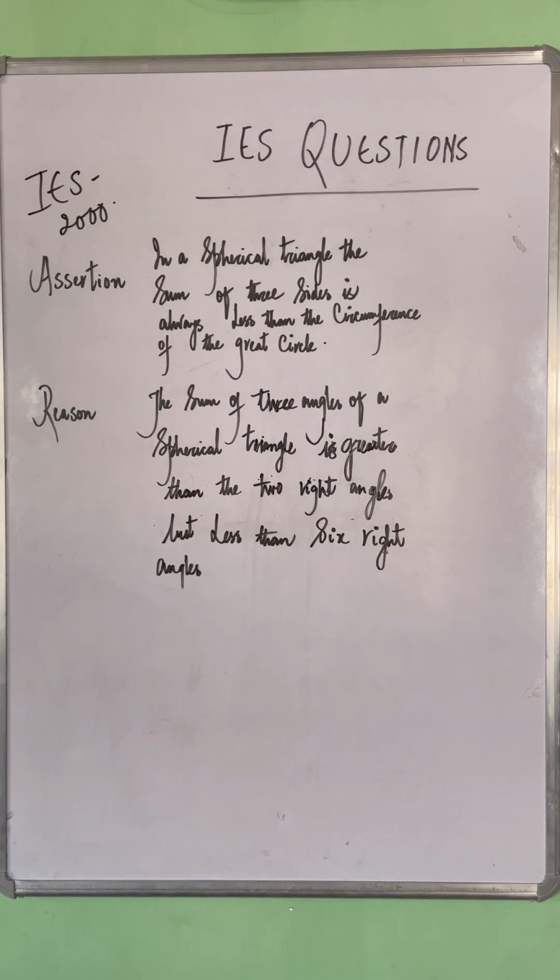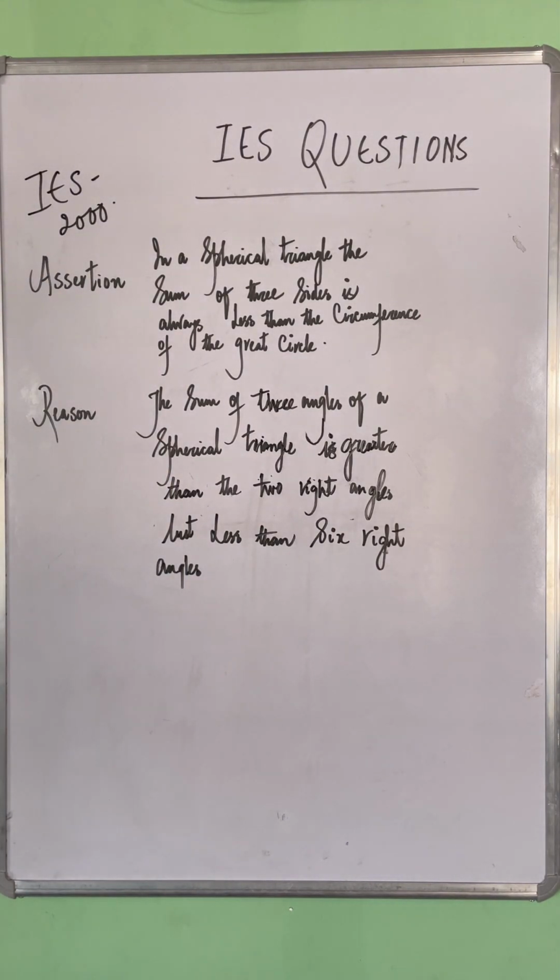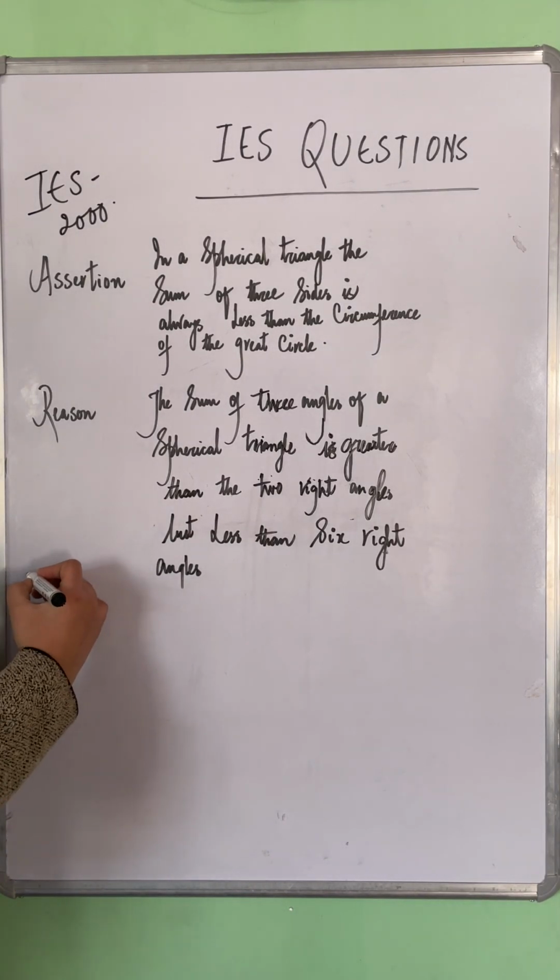So let's start. This question was asked in IES 2000 and this is an assertion reason type question. The assertion is, in a spherical triangle, the sum of three sides is always less than the circumference of the great circle, and the reason is the sum of three angles of a spherical triangle is greater than two right angles but less than six right angles. So we must be knowing the properties of spherical triangle.